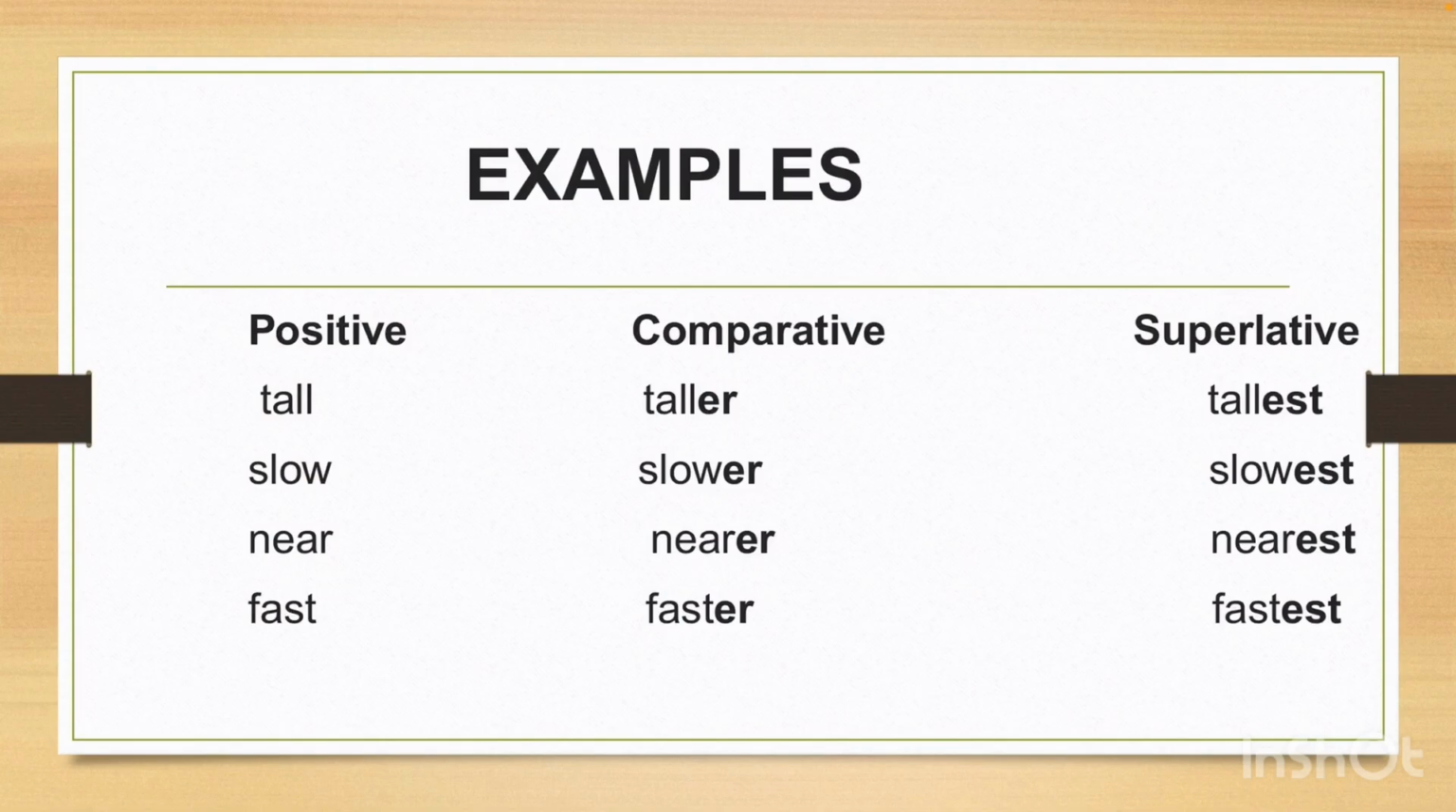So tall becomes taller, then tallest for superlative. Slow, slower, slowest. Near, nearer, nearest. Fast, faster, fastest. This is under single syllable adjectives.